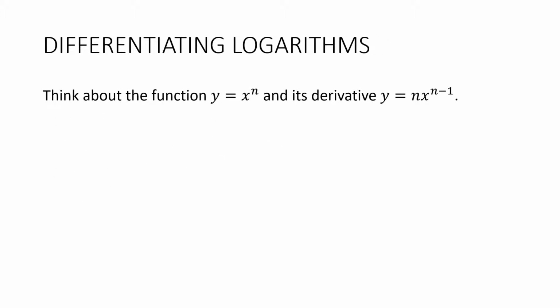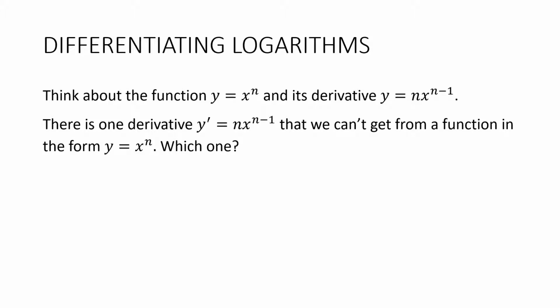Okay, we're moving on to logarithms. Now, think about the function y equals x to the power of n and its derivative. y dash equals, bring the n down, x to the power of n minus 1. There's one derivative, y dash equals nx to the n minus 1, that we can't get from a function of this form, y equals x to the n. I don't know if you've thought of this before. There's one that won't happen, and it's this one. Have a think about why that might be.